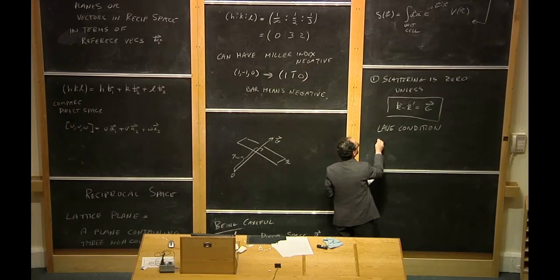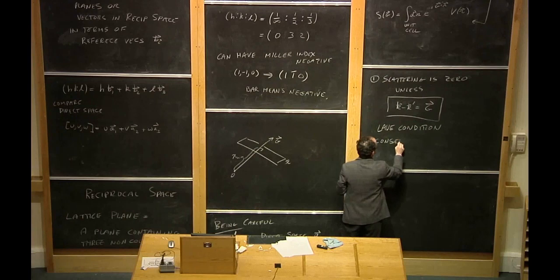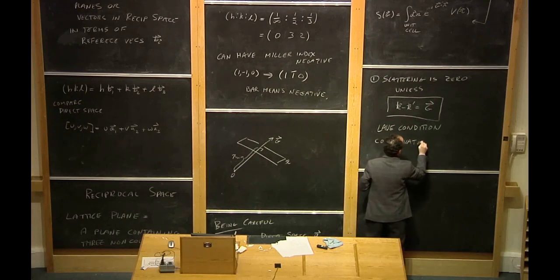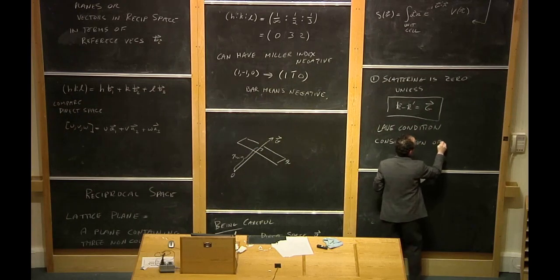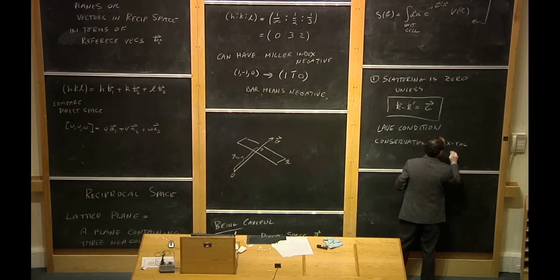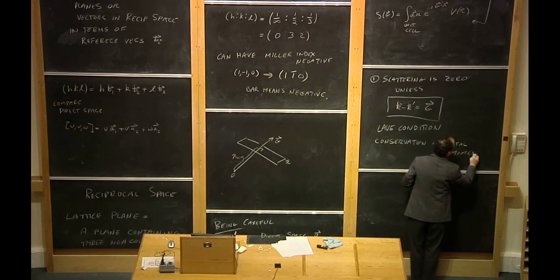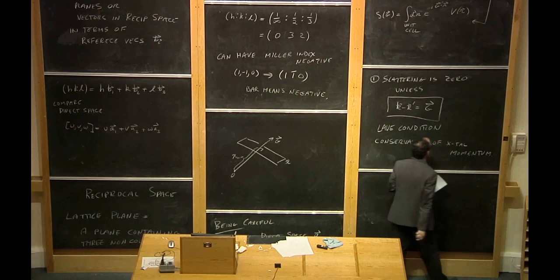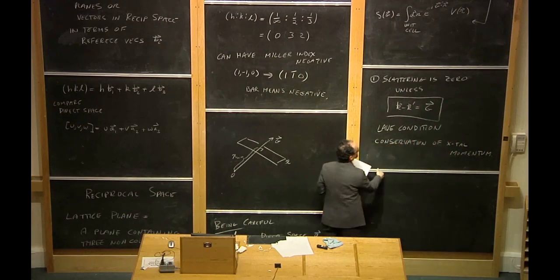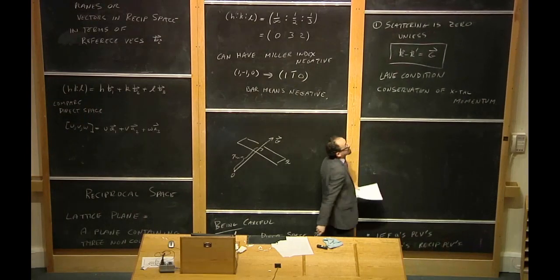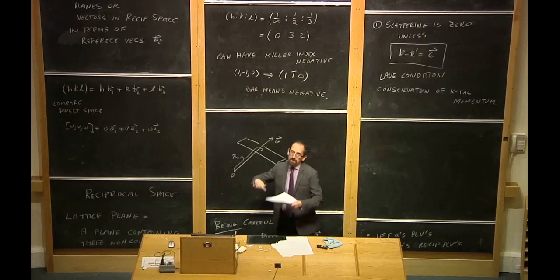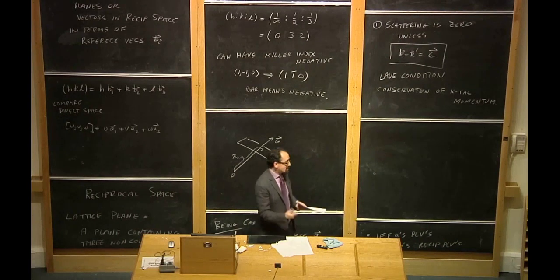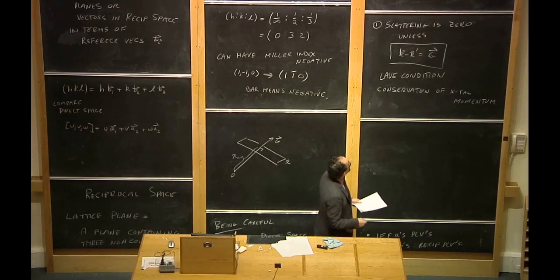But we've seen this thing before. What this is, is conservation of crystal momentum. You only scatter if you can conserve crystal momentum. If k minus k prime is a reciprocal lattice vector, that conserves crystal momentum. It doesn't change the crystal momentum of the wave.